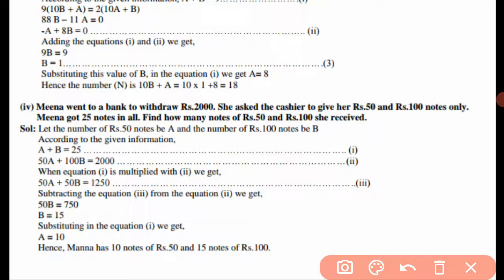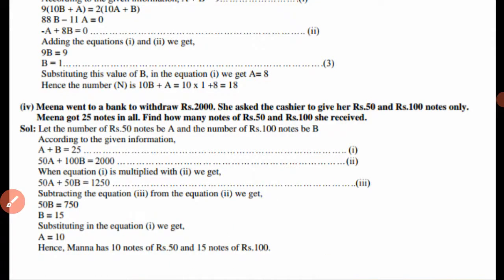Now solving equations number 1 and 2 by the elimination method, first we can find the value of B. B will be equal to 15. Now substituting this in equation number 1, A will be equal to 10. So the value of A equals 10 and the value of B equals 15. That means the number of 50 rupee notes will be 10 and the number of 100 rupee notes will be 15. So 10 and 15 will be the answer. So the total 50 rupee notes will be 10 and 100 rupee notes will be 15. So this is the answer.